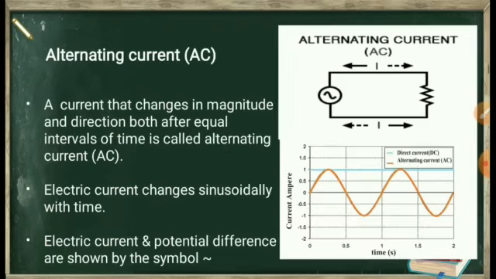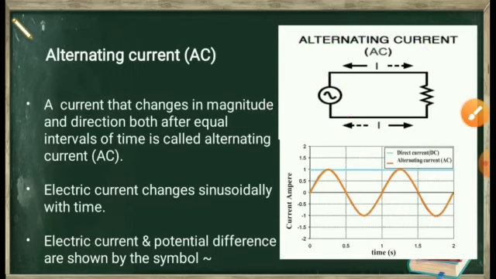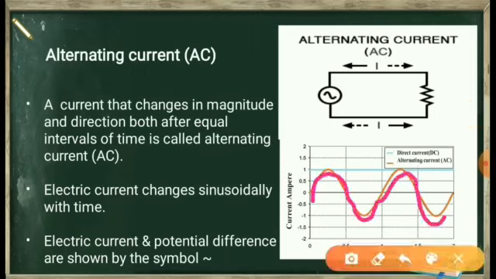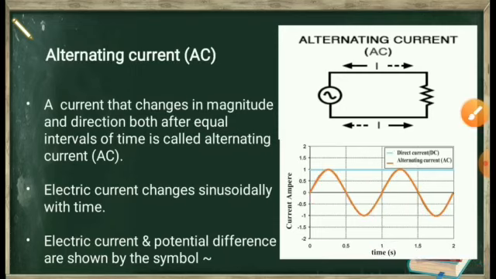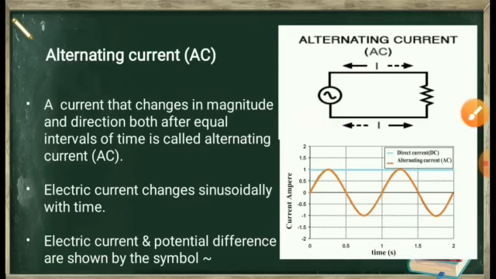Alternating current, a current that changes in magnitude and direction both after equal intervals of time, is called alternating current. This is a circuit diagram shown, and here you can see the symbol for AC supply. Electric current changes sinusoidally with time. You can see from this graph electric current is changing sinusoidally. Electric current and potential difference are shown by this symbol. This represents the AC current.